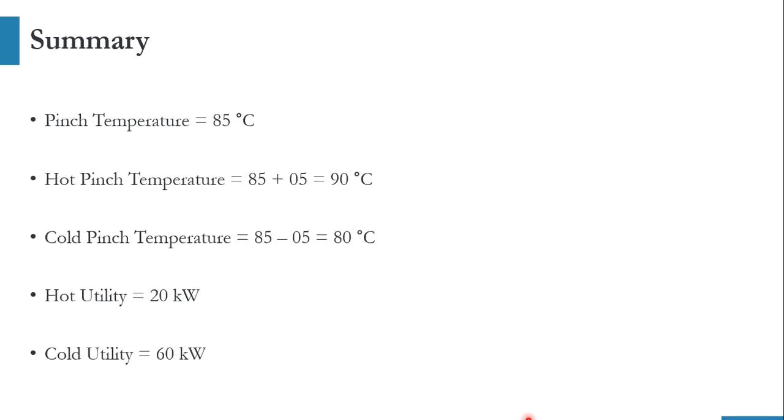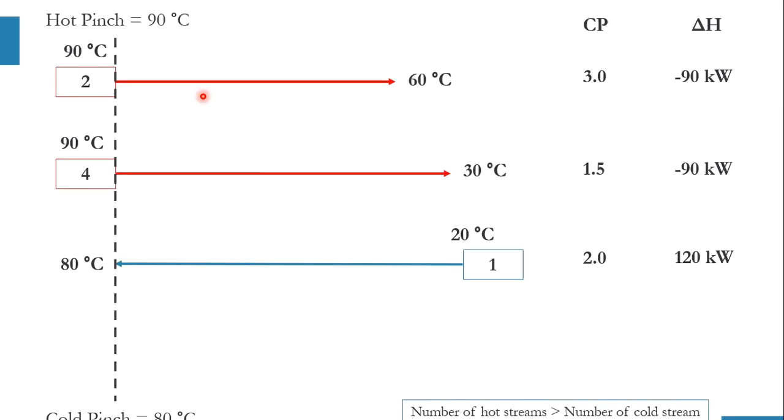Now we will move to the below pinch system. So this is the representation of the system below pinch. The hot pinch temperature is 90, cold pinch temperature is 80. This is stream number 2, this is stream number 4, this is stream number 1. The stream number 3 is completely utilized above pinch. So it cannot exist below pinch.